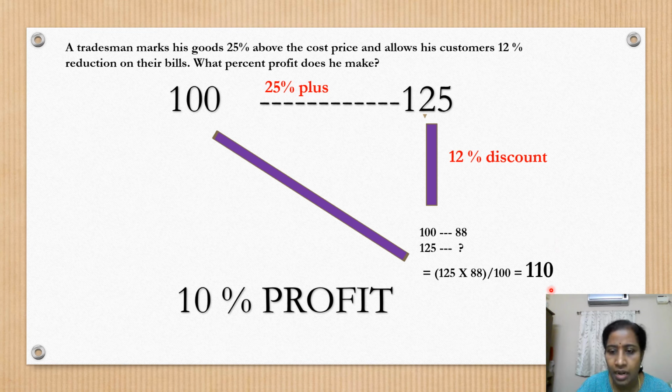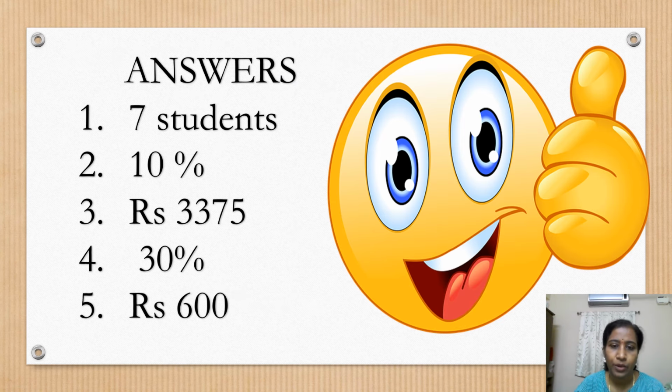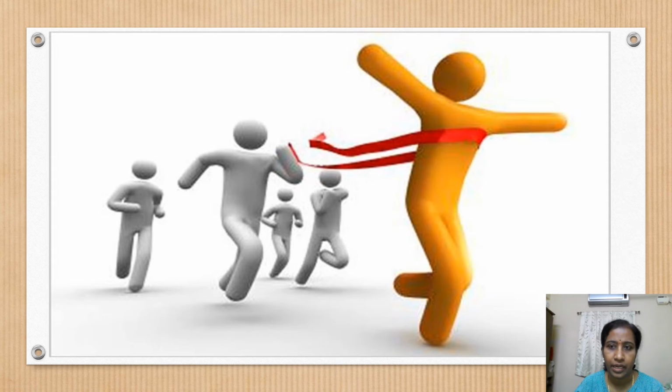So this 100 and this 110 I will compare. Cost price is 100, selling price is 110, and I get a 10% profit in this transaction. That is all. Otherwise, you should have used the formula 2 times, but I am not using any formula. Cost price is 100, tag price is 125. If the tag price is 125, what is the selling price? I get 110, and I compare cost price and selling price, and I get 10% profit, and that is all that we do. You can take a screenshot of this answer and then check whether you get it right.